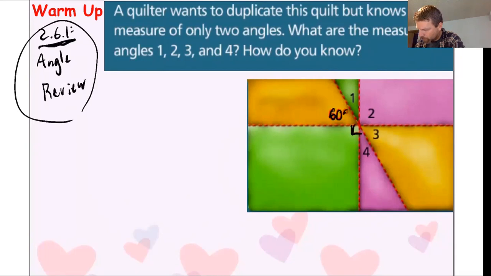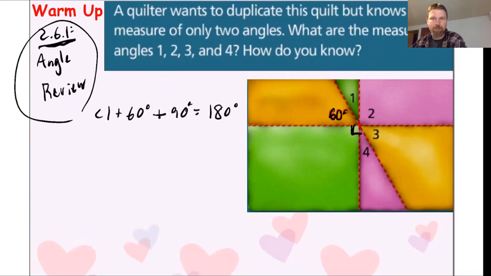If I look at angle 1, I know those three together add up to 180 because there's 180 degrees in a line. So I can figure out angle 1 because I know angle 1 plus the 60-degree angle plus the 90-degree angle should be 180 degrees. And I could use that to figure out angle 1, right? Those are called supplementary angles, by the way. When angles add up to a line, they're called supplementary.